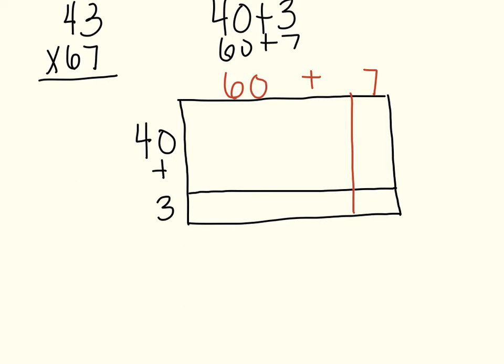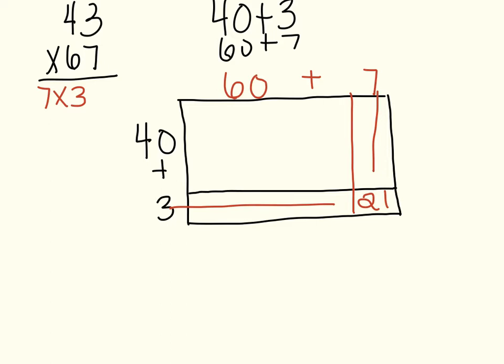Now, once I have my box set up, my rectangle, my area, I can simply multiply each part in the pattern that we talked about before, ones times ones, ones times tens, tens times ones, tens times tens, and then add what I get in each section together to get a final product. So we begin with our ones place times our ones place. So I have 7 times 3, and 7 times 3 meets together at this spot. 7 times 3 is 21.